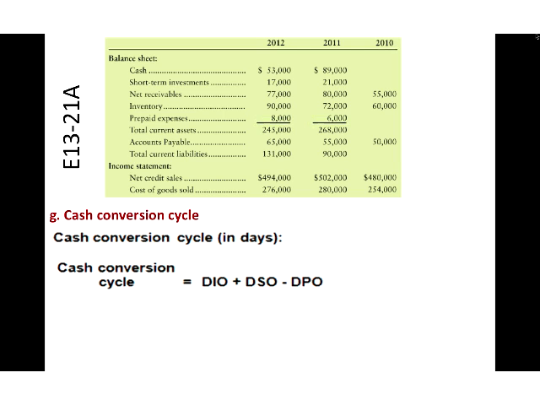So we're taking the answers that we would have gotten in C, E, and F. So for 2012, we're going to take the 107 plus 58 minus 79, gives us a cash conversion cycle in days of 86 days. You would want to see this number be as small as possible. We want to convert our cash quickly.